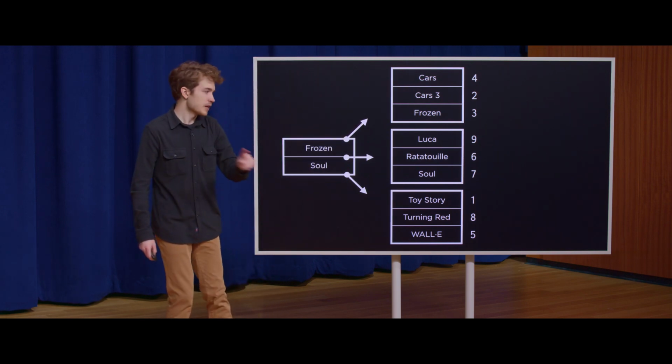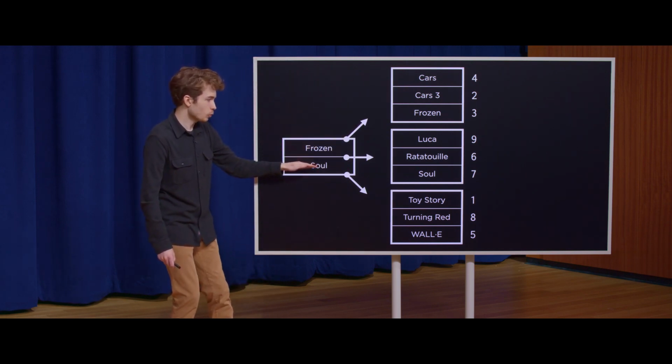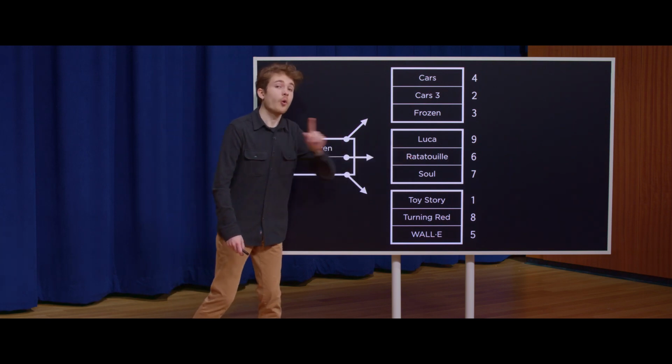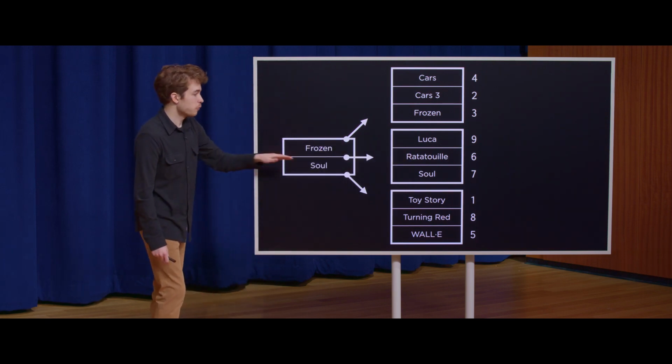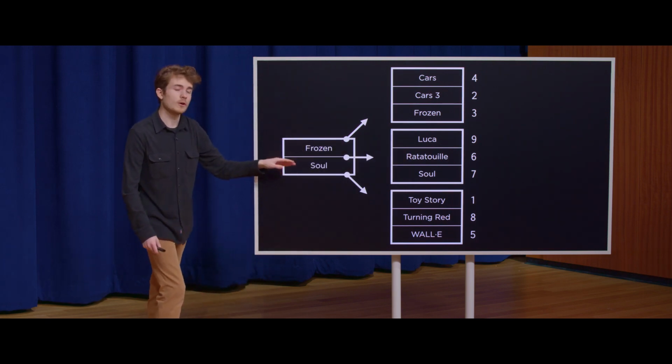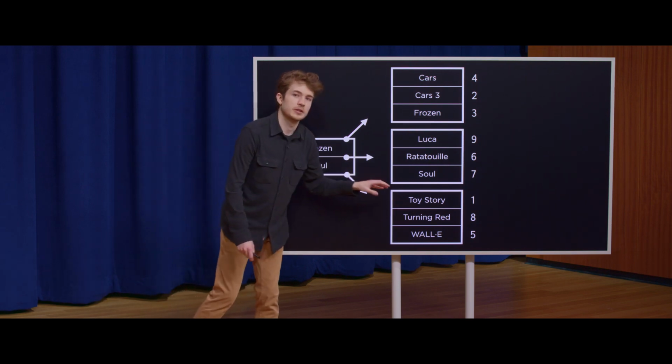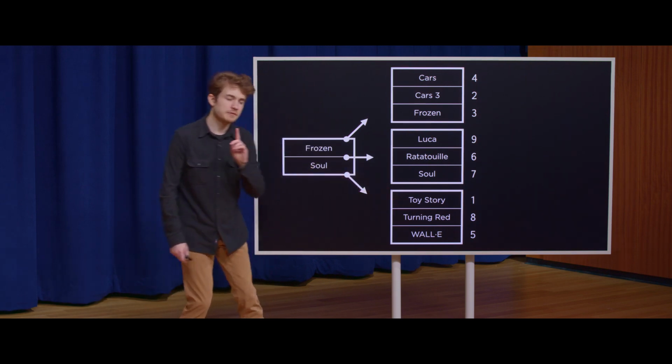If what I'm looking for comes after Frozen but before Soul, I should look in this node. Or if what I'm looking for comes after Soul, I should look at this node down here. So let's find an example.